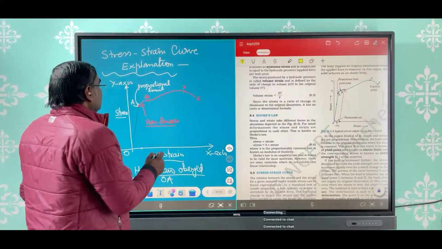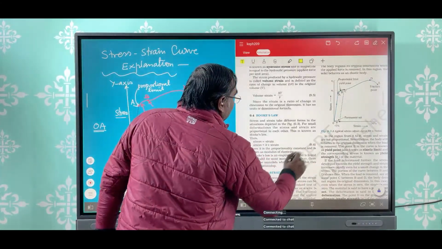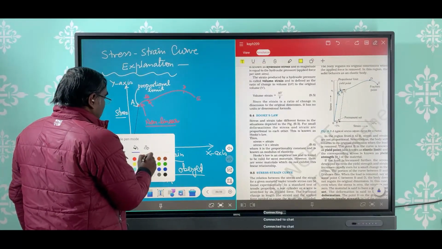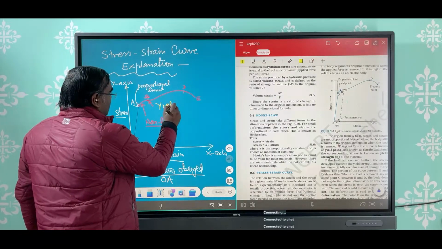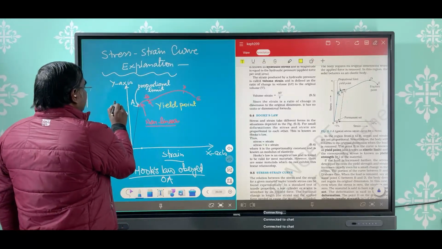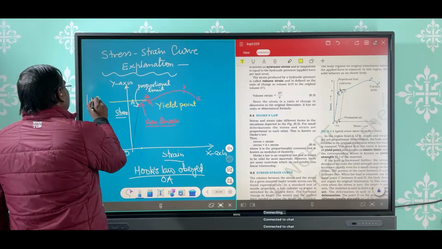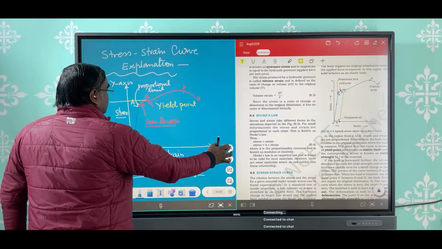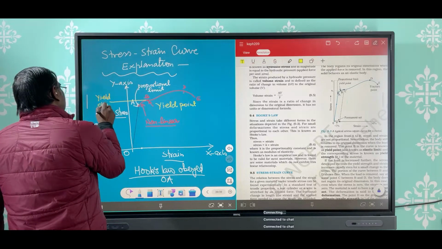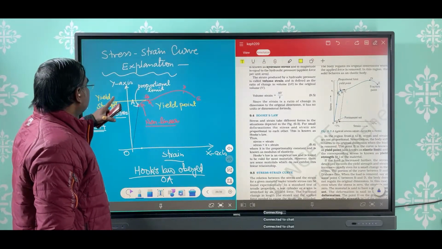And that's why this point is called what? B is called the yield point. B is called the yield point, and the corresponding value of stress is called the yield strength. Corresponding stress is known as yield strength.